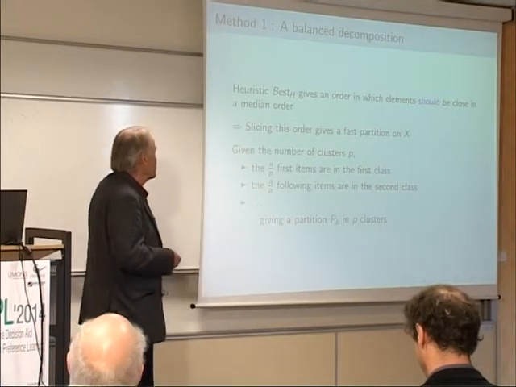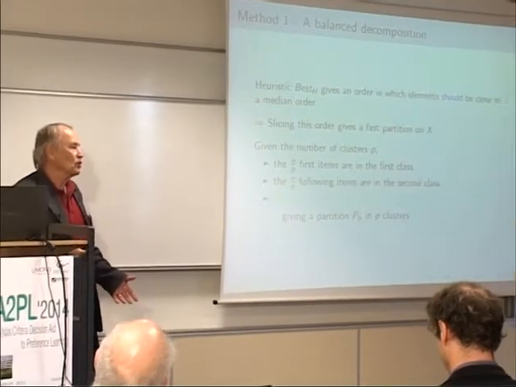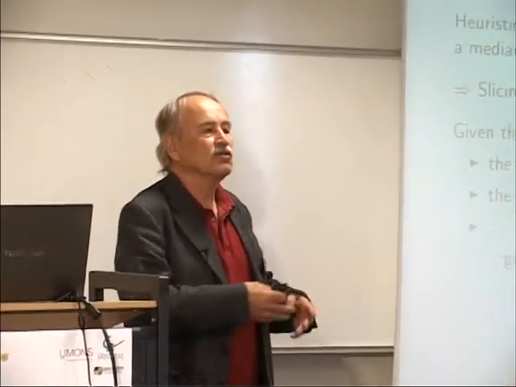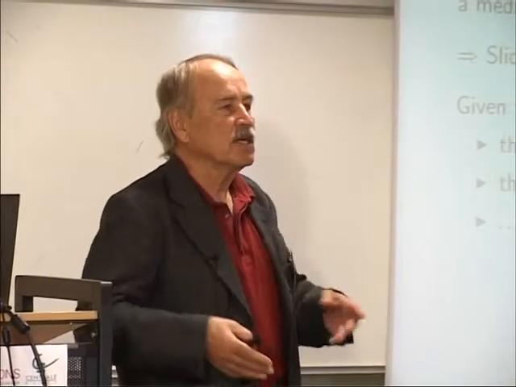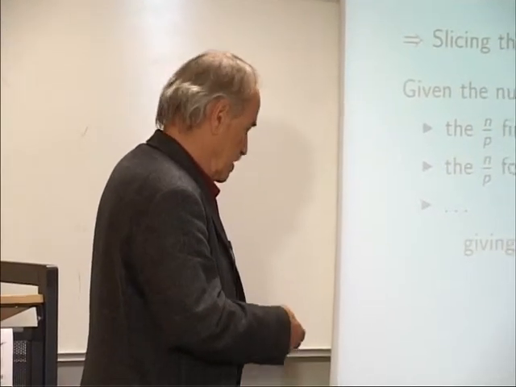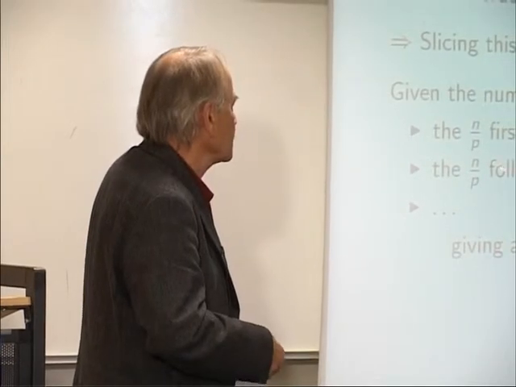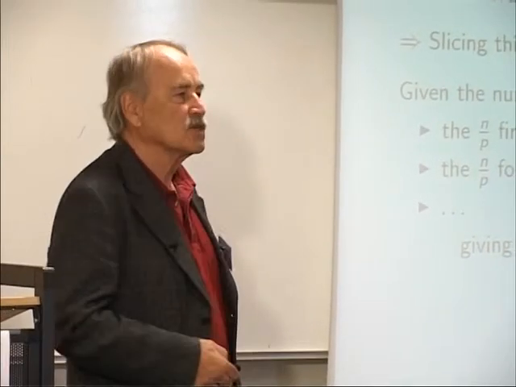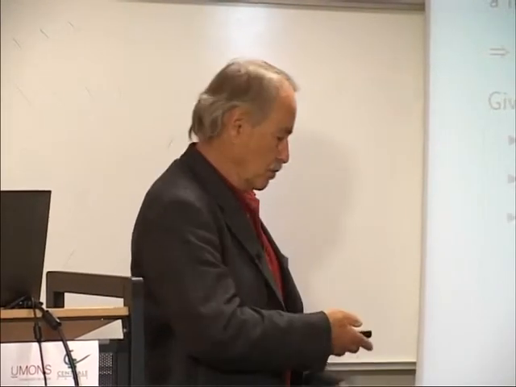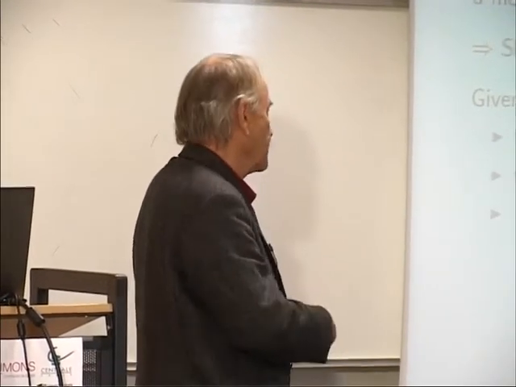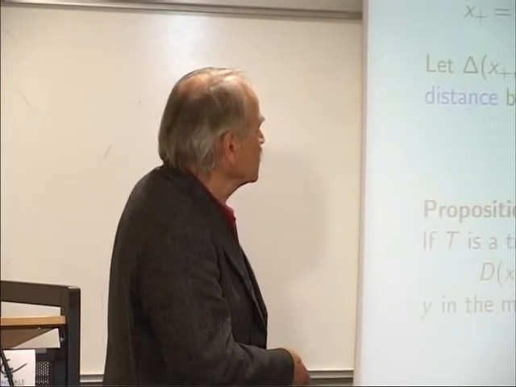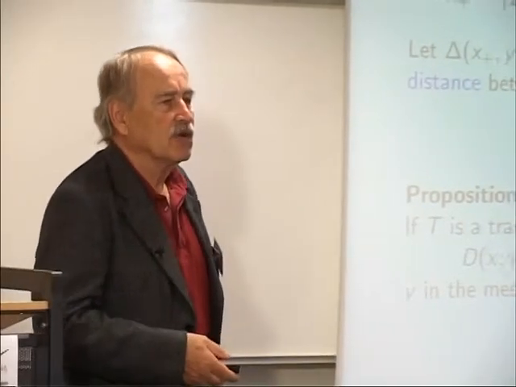The first thing is to test a balanced decomposition, because the best heuristic gives you an order, and you can slice it into P classes, you fix P, and the first items are in the first class, and the second in the second class, and so on. So you get a balanced decomposition. For each class, you compute the median order or a good approximation, and you continue. And the second idea is to make a partition based on distance.